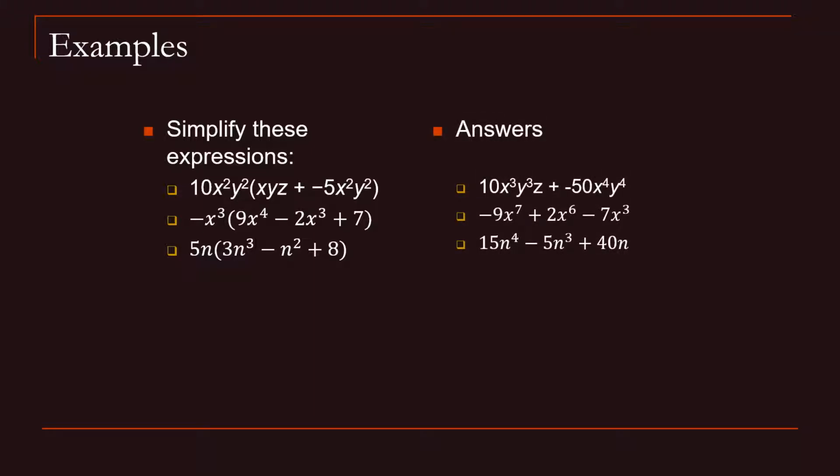For the first one, I distributed the 10x squared y squared to everything inside. And I got 10x to the third y to the third z plus a negative 50x to the fourth y to the fourth. In the second one, distributing a negative x to the third gives me a negative 9x to the seventh plus 2x to the sixth minus 7x to the third. And finally, in the last one, distributing a 5n gives me 15n to the fourth minus 5n to the third plus 40.